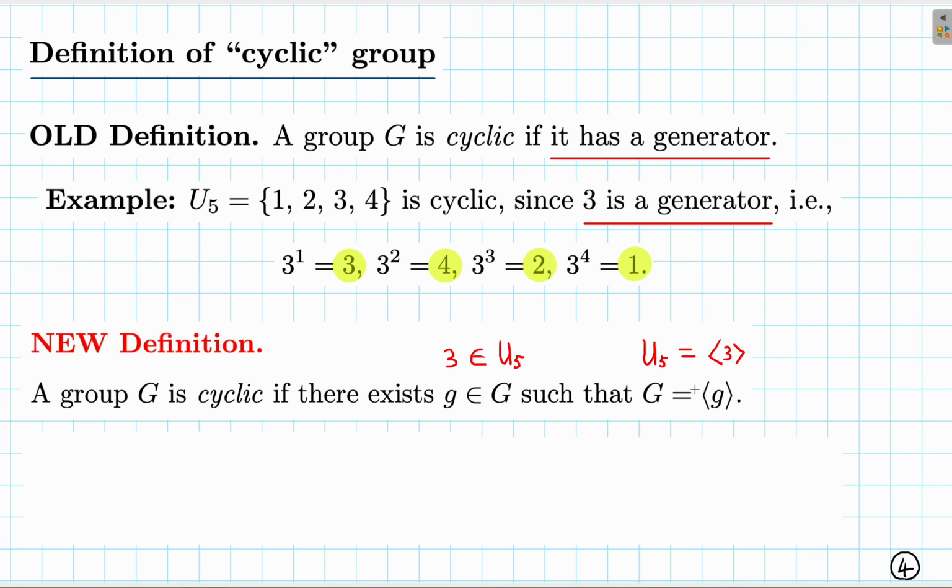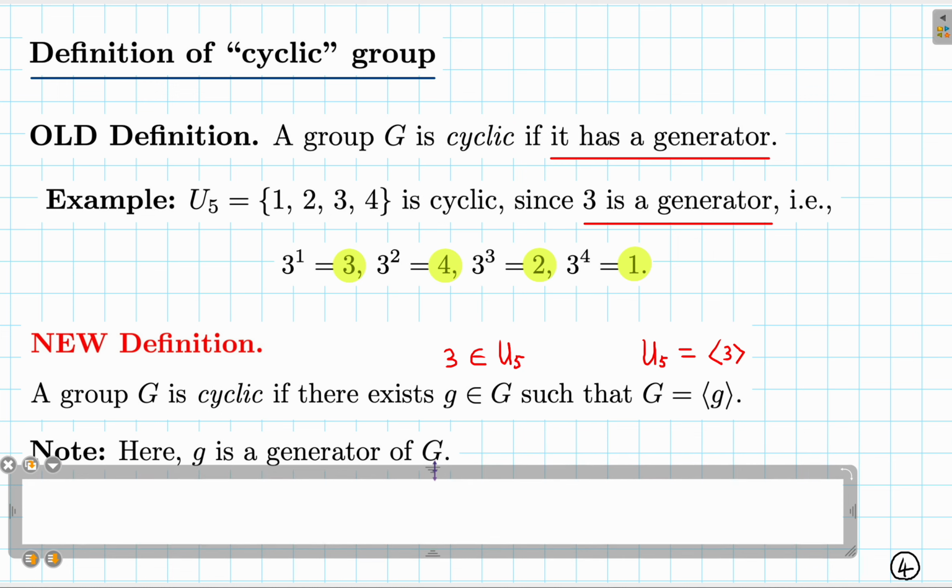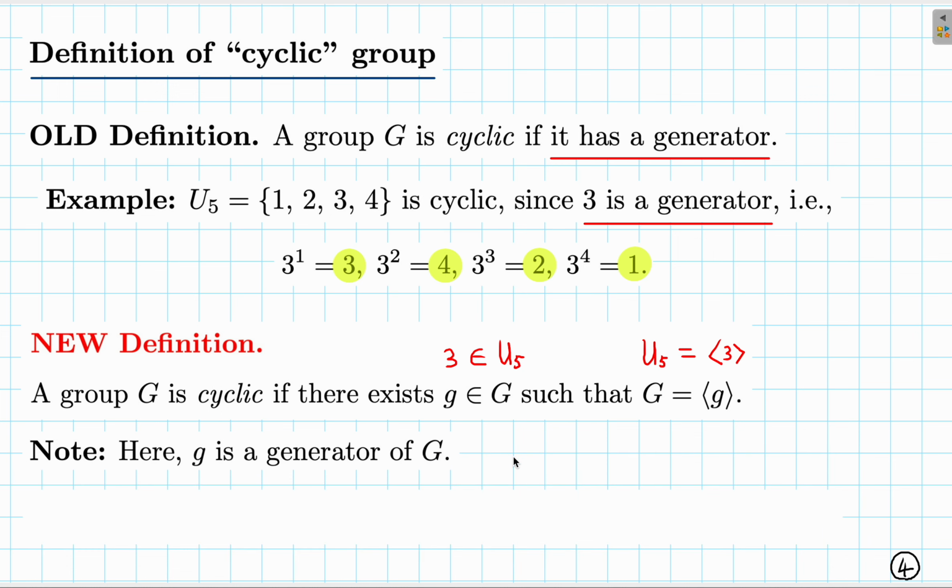Now why is that true? Because bracket 3 refers to the set of all powers of 3. And if we have all powers of 3, we have 1, 2, 3, and 4, which is the entire set U5. And so we say that group G is cyclic if there exists a single element little g such that the whole group is equal to bracket g. Now, that's another way of saying that our little g is a generator of our group G.